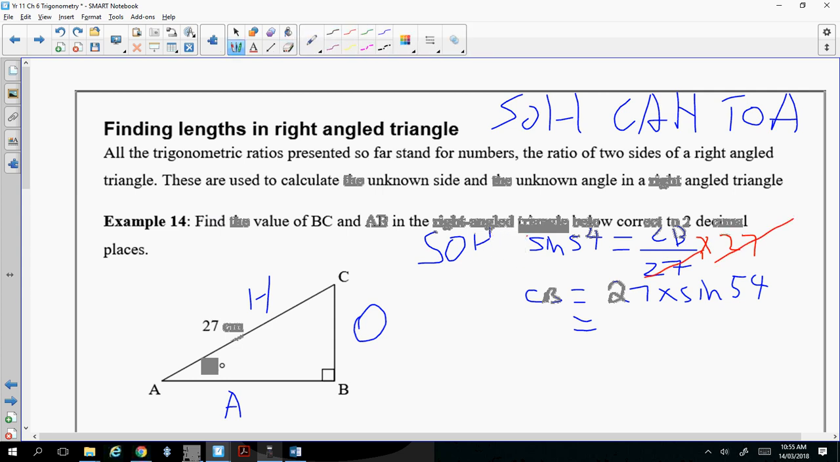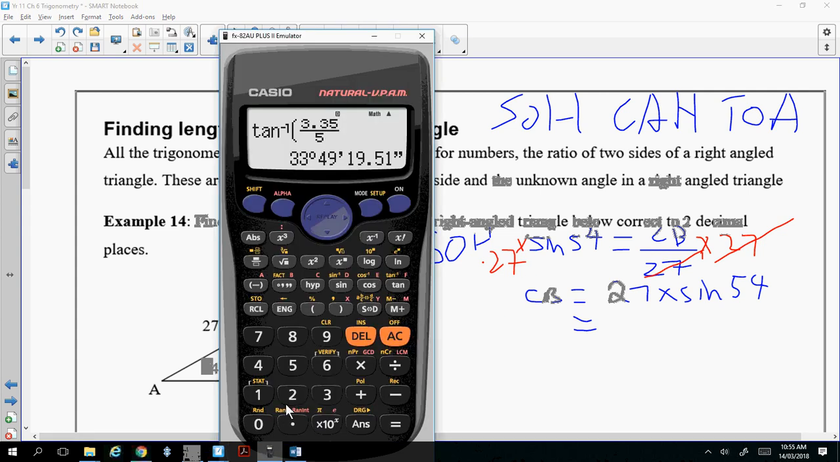Like that. Right, using your calculator, you will get 27 sine 54, and that's easy. 21.84, correct to 2 decimal places.